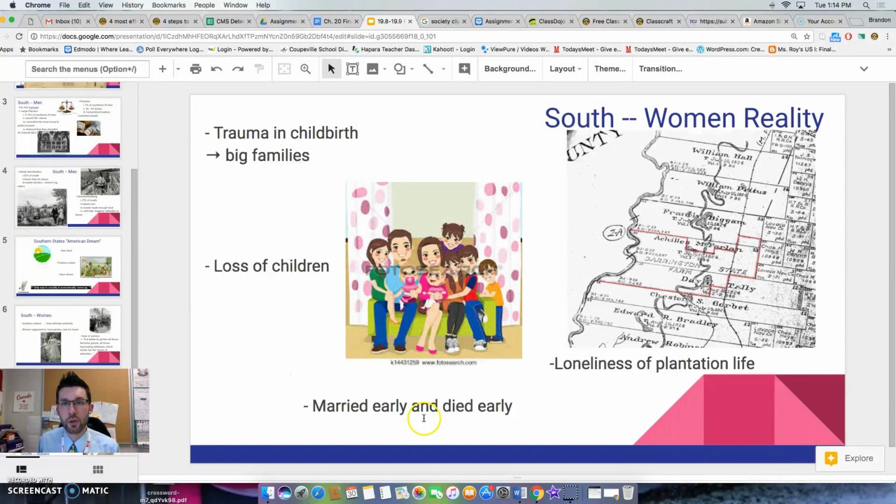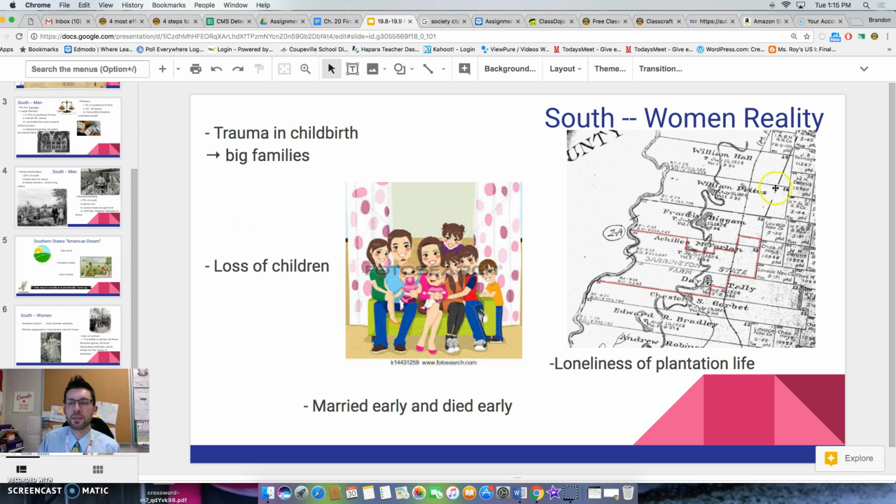Women also married early in life, but a lot of times they would have died early as well. Not a very long lifespan. There was also a huge sense of loneliness on a plantation, and that was because there was not a lot of access for a woman to other women on other plantations.